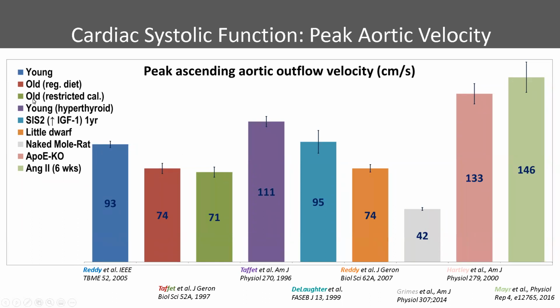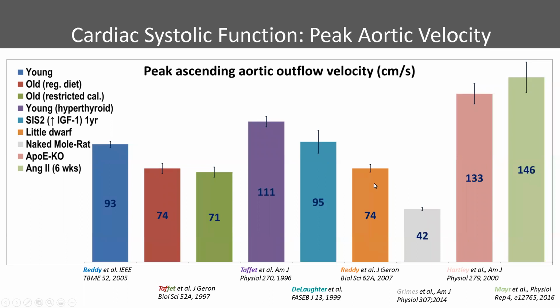We did a study also to put these old mice on a restricted diet, but that didn't seem to improve their systolic function. This is the data from a young hyperthyroid mouse. So you can see, obviously, the systolic function is enhanced. This one is a CIS2 mouse, which has increased IGF. And this is a 1-year-old mouse, so you can see that it has maintained its systolic function even at 1 year.